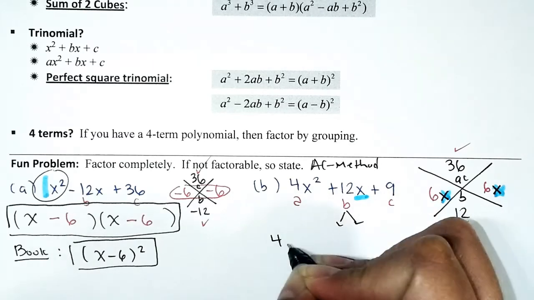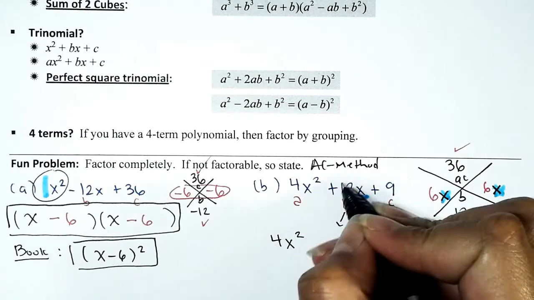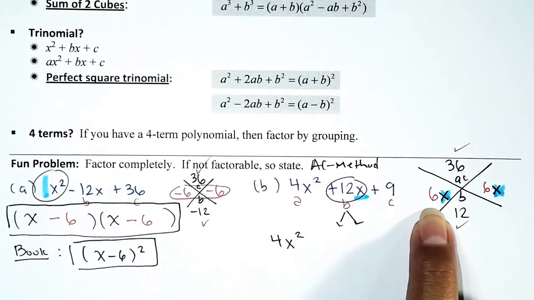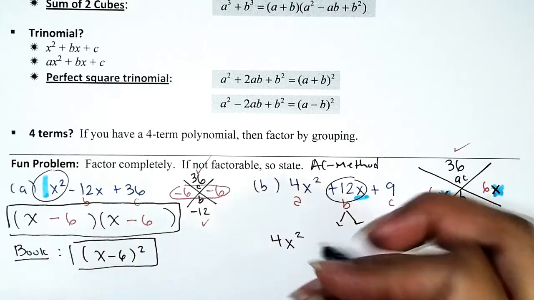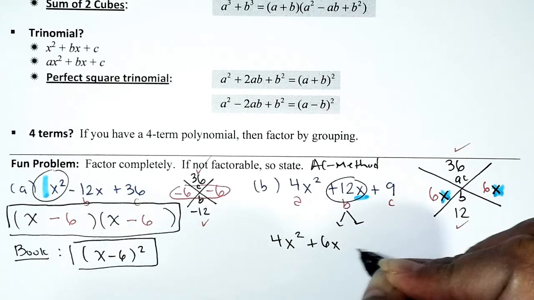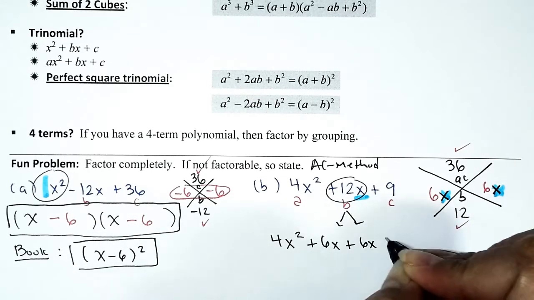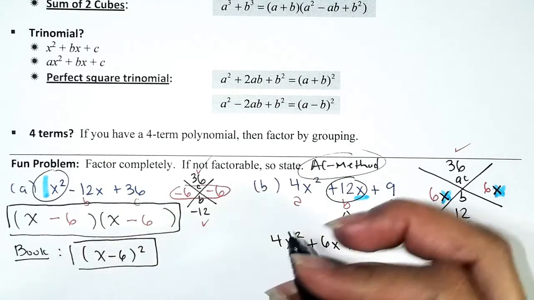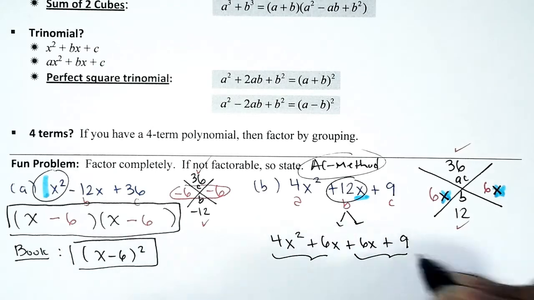The first term and the last term stay as is. It's the middle term that has to be split. So we're going to replace it with 6x plus another 6x, and then we bring down the rest of the problem. The gist of the AC method is to split the middle term so you can have 4 terms and then factor by grouping. Let's group the first 2 and then the last 2.